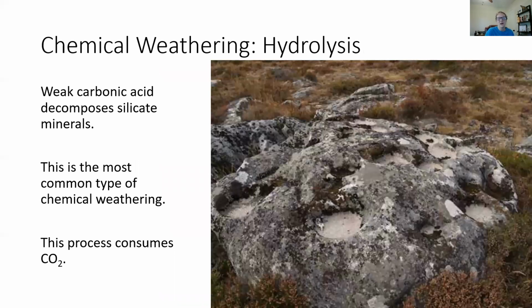All right, that's dissolution. Now we're going to talk about hydrolysis. Hydrolysis, once again, is weathering due to water, but now it's weathering of silicate minerals. So a weak carbonic acid can decompose silicate minerals. Remember, silicate minerals are those that have silica inside of them, which most of them in Earth's crust do. This is the most common type of chemical weathering, and it consumes carbon dioxide out of the atmosphere. This is really cool because carbon dioxide is a greenhouse gas. We don't want a lot of it in our atmosphere. So hydrolysis, this weathering of silicate rocks, actually consumes carbon dioxide, taking it back out of our atmosphere.